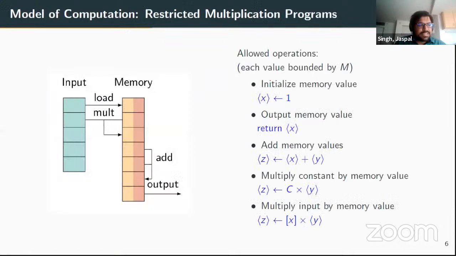In this work, we will consider the restricted multiplication program or RMS programs as the model of computation. In this model, each memory value is bounded by a parameter M, and it allows for the following operations. So you can initialize a memory value to 1. You can add 2 memory values. You can multiply a memory value by a constant, or you can do a restricted multiplication. That is, you can multiply an input with a memory value.